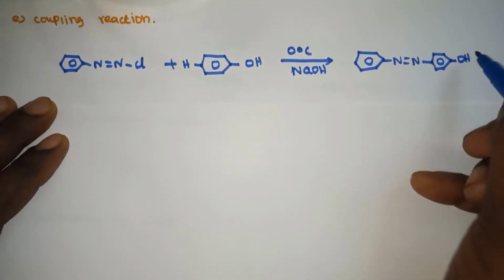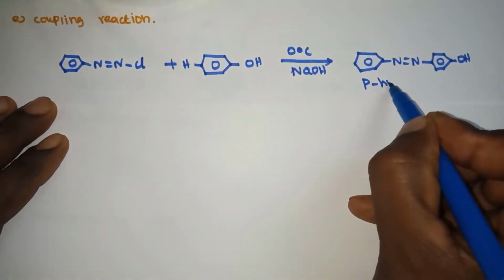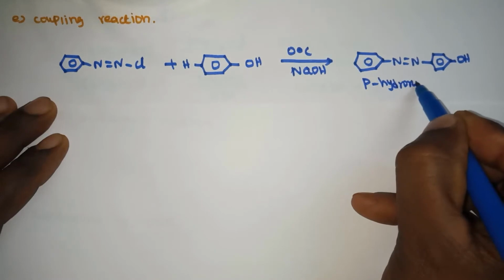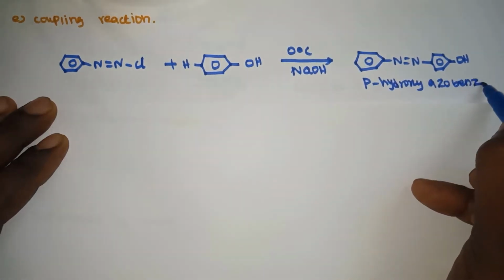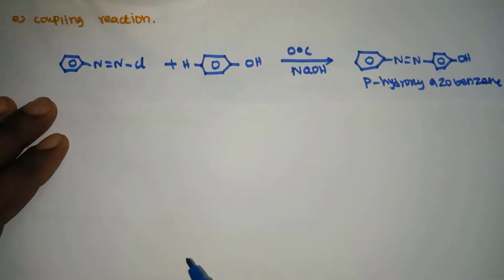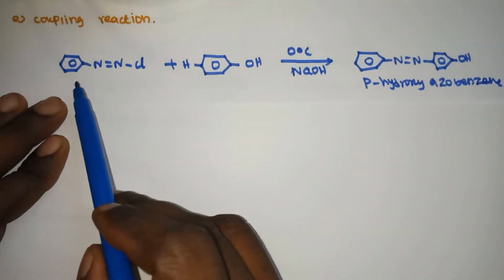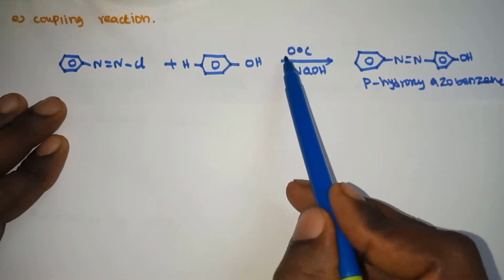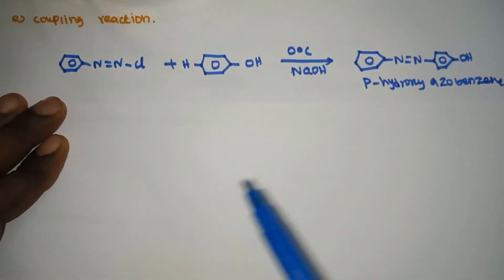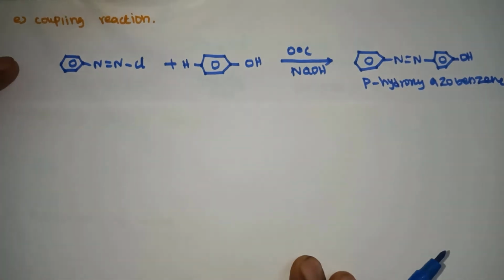This is para-hydroxyazobenzene. This reaction is called a coupling reaction. When benzene diazonium chloride reacts with phenol in the presence of sodium hydroxide at 0 degrees Celsius to form para-hydroxyazobenzene, this reaction is called a coupling reaction.